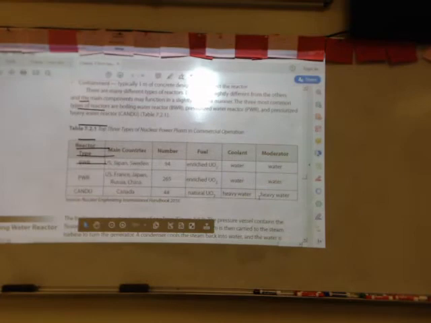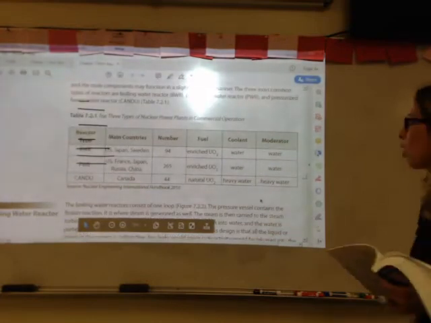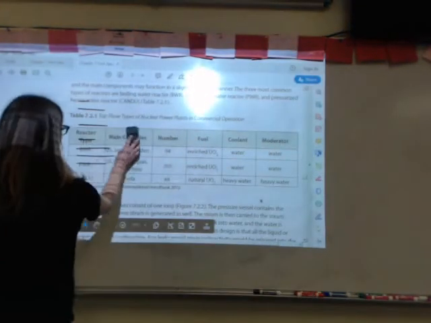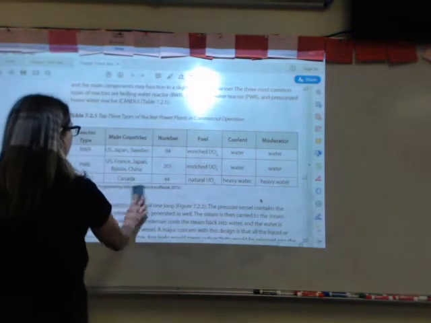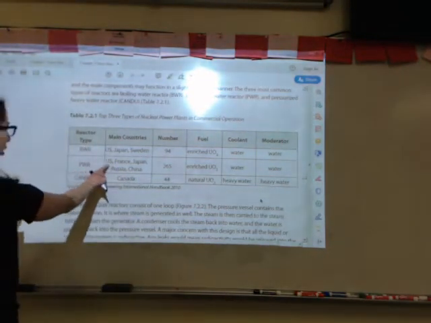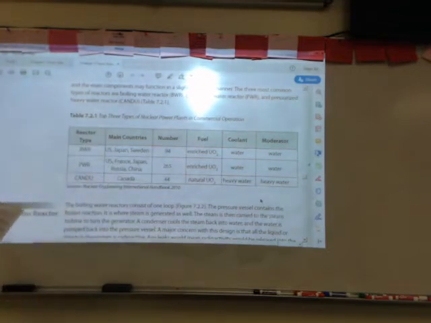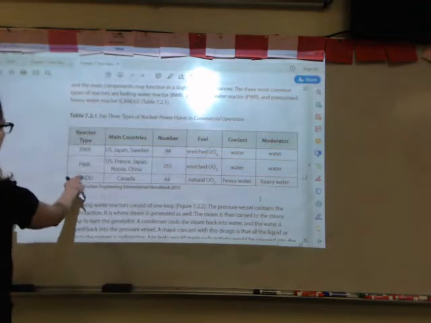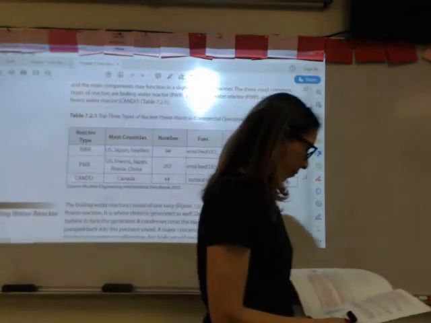But the 3 most common are going to be a boiling water reactor, which the US has, Japan, and Sweden, and a pressurized water reactor, which are also in the US, France, Japan, Russia, and China, and then a pressurized heavy water reactor, which is only in Canada.